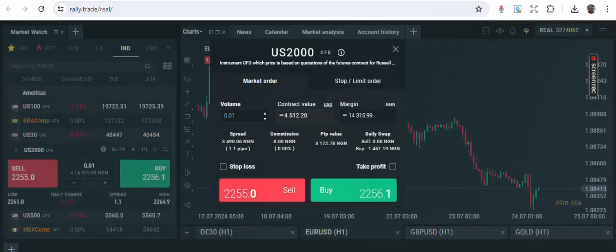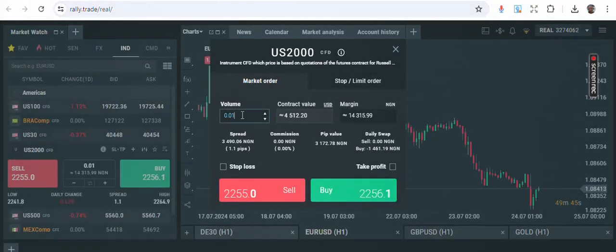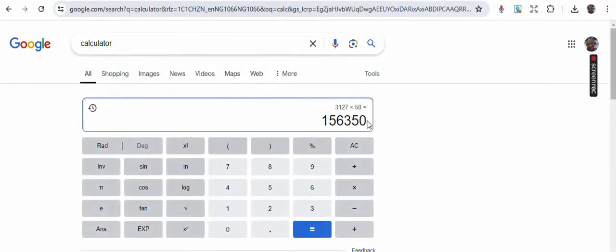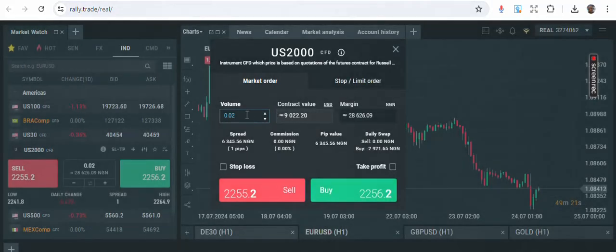Now, remember, like I said, that is just 0.01. So imagine if you were doing this on 0.02. Instead of making 3,000, you're making 6,345. If we do the calculation by 50 pips, this will be giving you 317,250 naira in 2 days. And these are still small lot sizes.